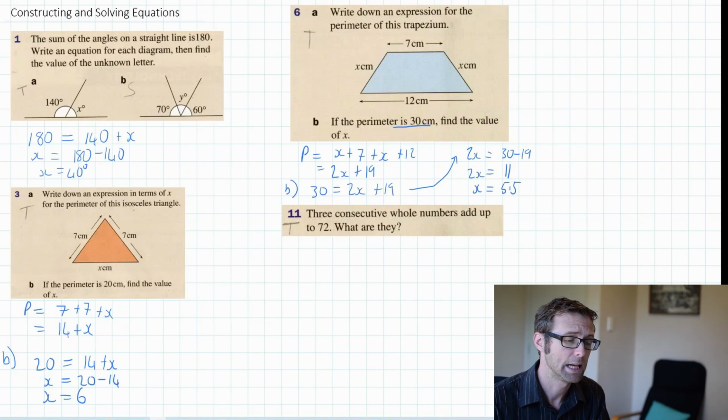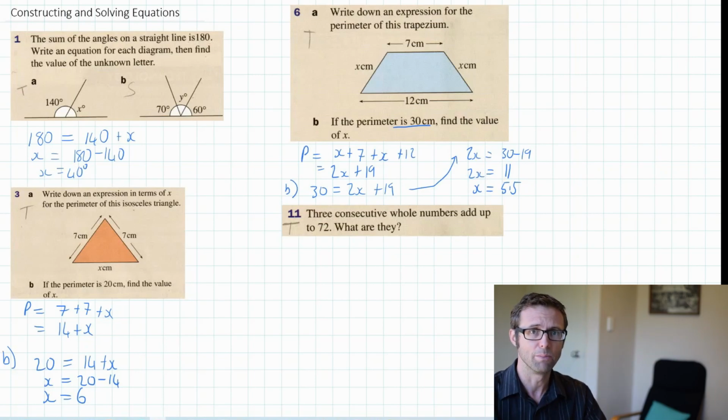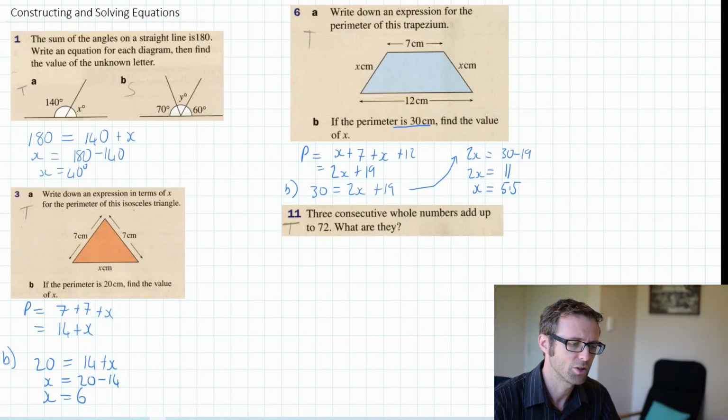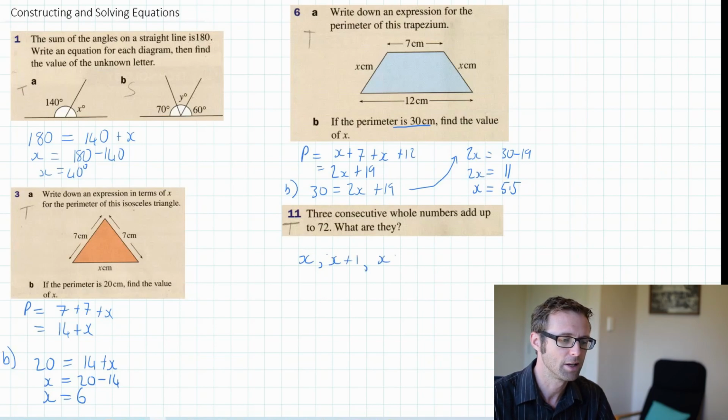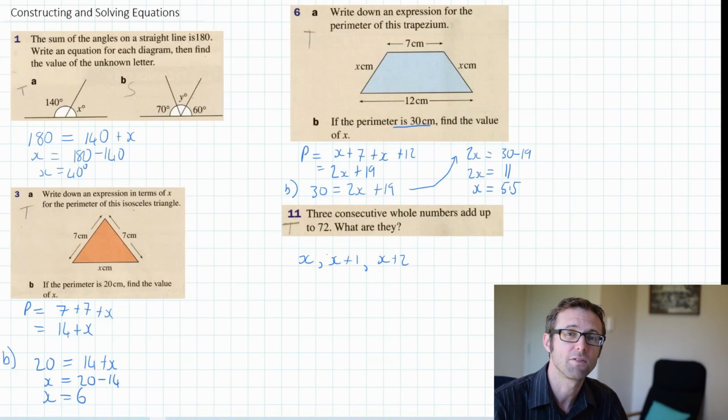Alright, there we go. Number 11, sometimes you won't have a diagram to help you. You will have just words. Three consecutive whole numbers add up to 72. What are they? Now let's think about consecutive. Consecutive means one after the other. We can represent them in this way: x. The next number would be x plus 1. So for example, if the first number was 1, the next number is 2, which is x plus 1. And then the third number is going to be x plus 2. If x is 10, the next number would be 11, 10 plus 1, and the next number would be 10 plus 2, which is 12. So that's how you represent consecutive numbers.